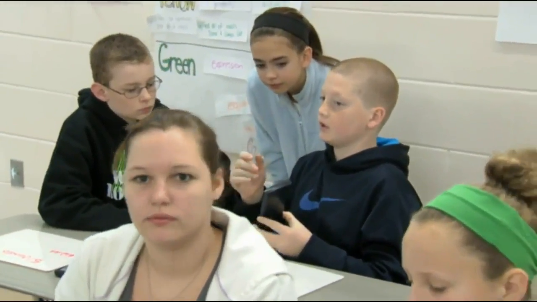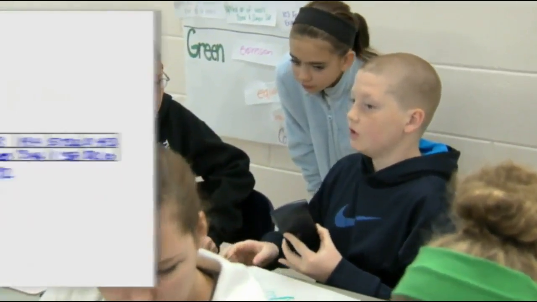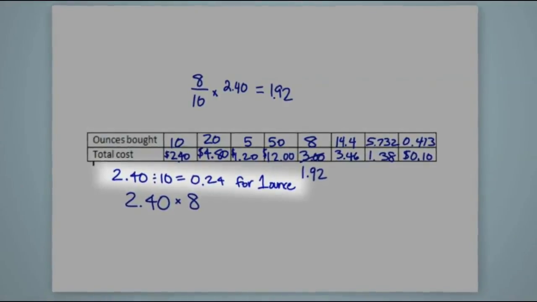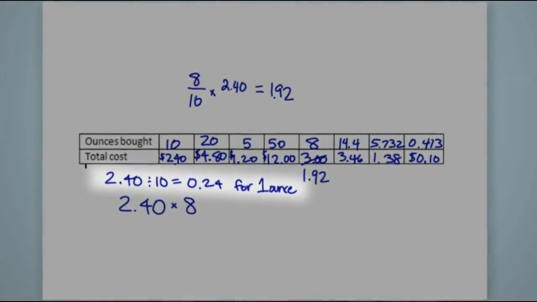Multiply 0.24 because every 10 pounds is 2.40. So if you divide 2.40 by 10, then it's 0.24 to get 1.